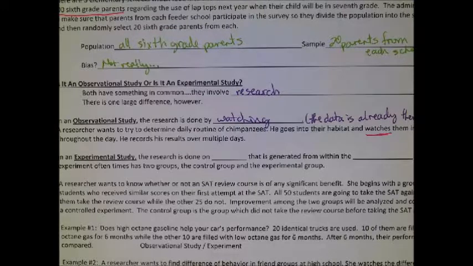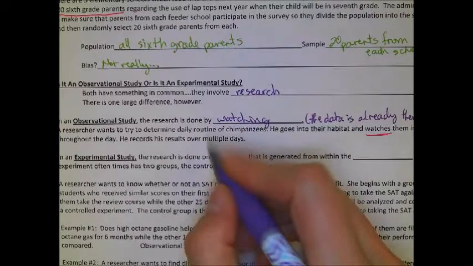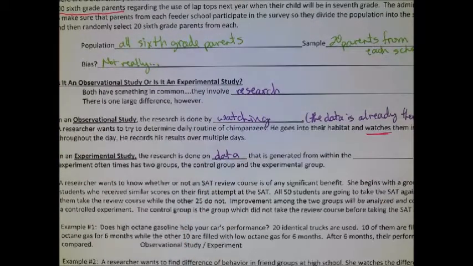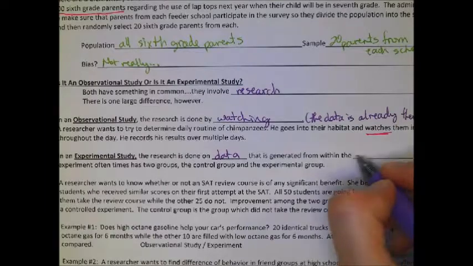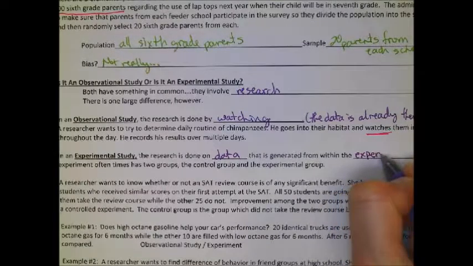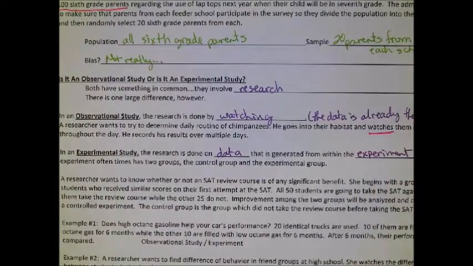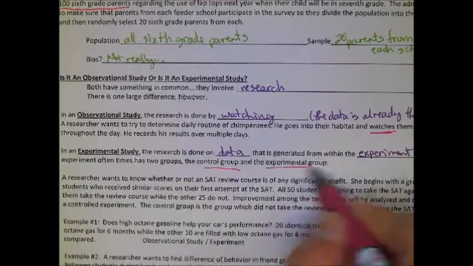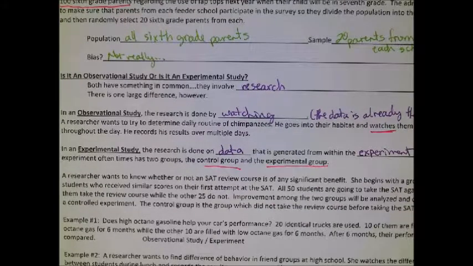In an experimental study, the research is done on data that is generated from within the experiment. The experiment oftentimes has two groups, a control group and an experimental group. So a control group is the group that nothing happens to them, and the experimental group is where something happens. So let's read this example.